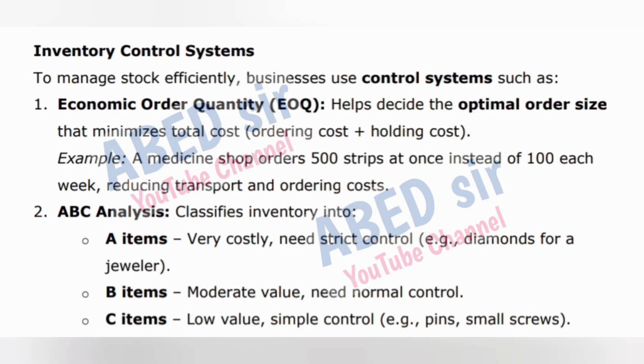2. ABC analysis classifies inventory into A. Items very costly, need strict control, example, diamonds for a jeweler. B. Items moderate value, need normal control. C. Items low value, simple control, example, pins, small screws.